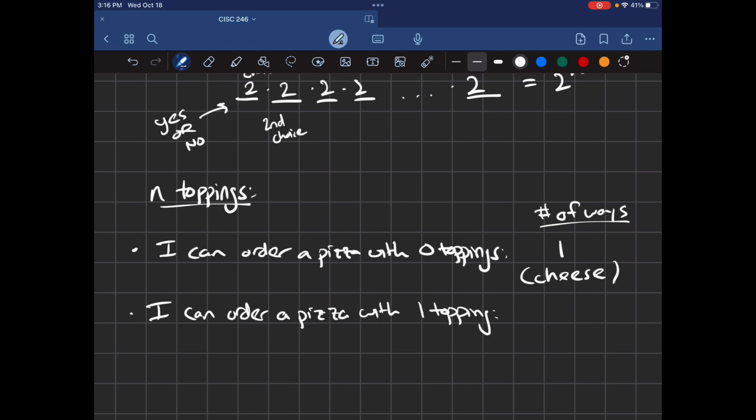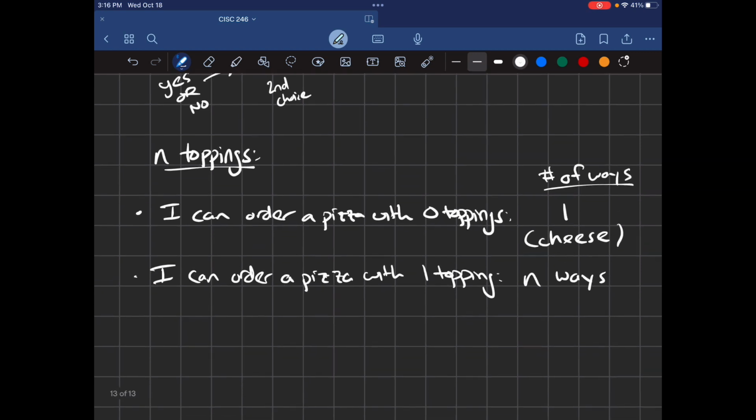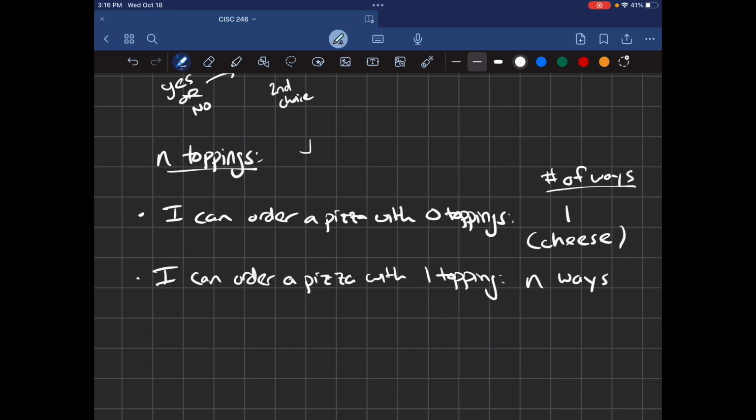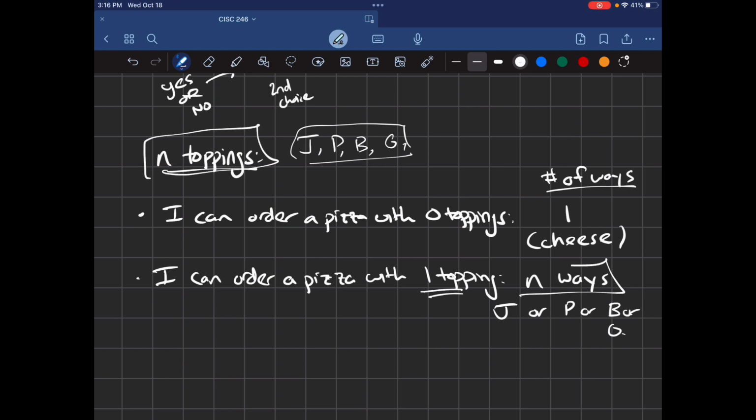How many ways are there to do that? Well, there's n ways. And that's because if there's n toppings, like let's say there's jalapeno, pineapple, bell pepper, garlic, and so forth. So let's say there were 4 toppings right now. Then if you just wanted 1 topping, you could have jalapeno, or pineapple, or basil, or garlic. And in general, if there is n toppings, there'd be n ways.